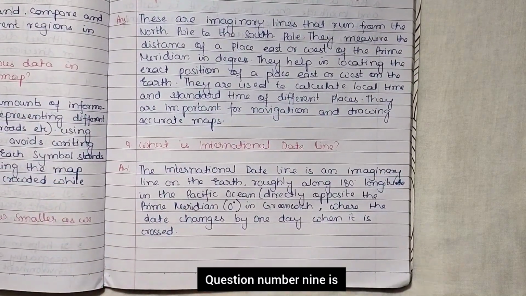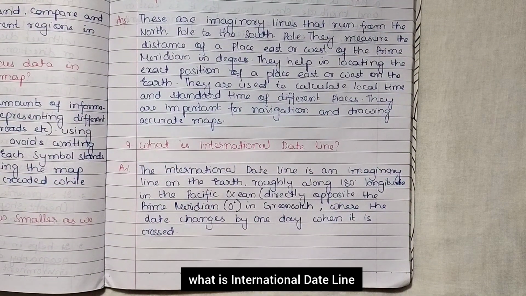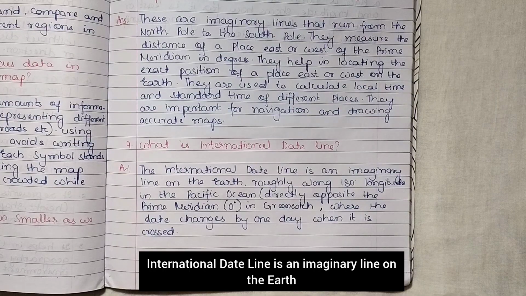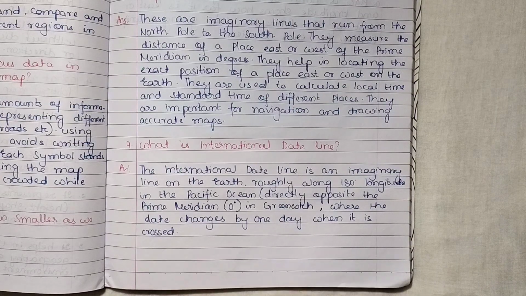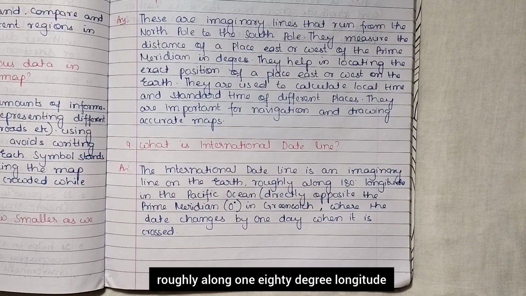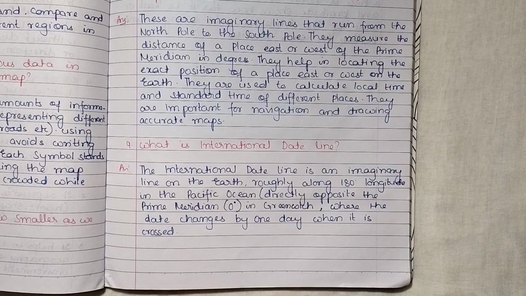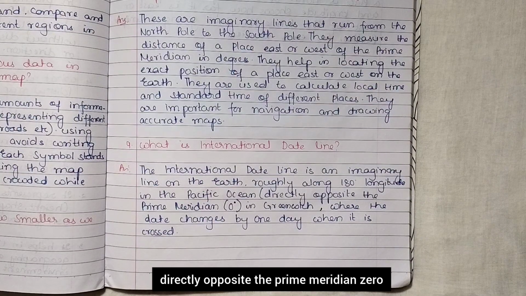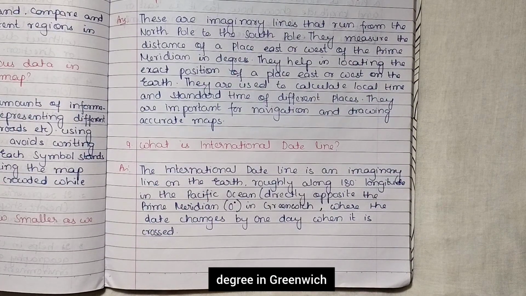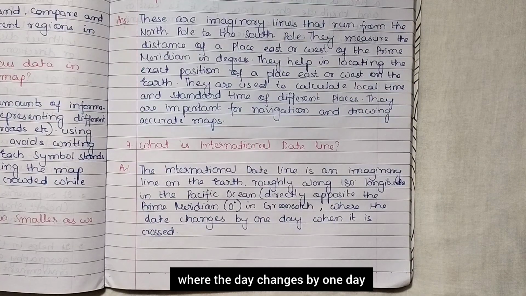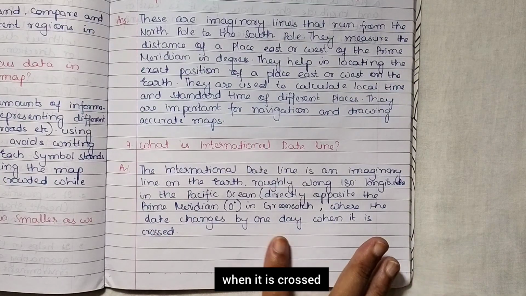Question number 9 is, what is the international date line? International date line is an imaginary line on the earth roughly along 180-degree longitude in the Pacific Ocean, directly opposite the prime meridian, 0 degree in Greenwich, where the day changes by 1 day when it is crossed.